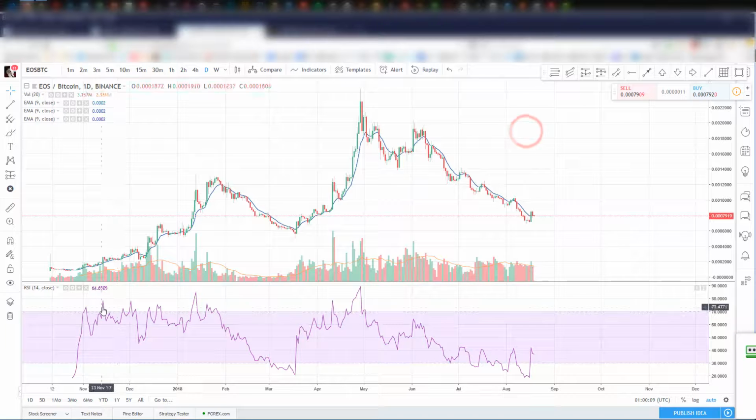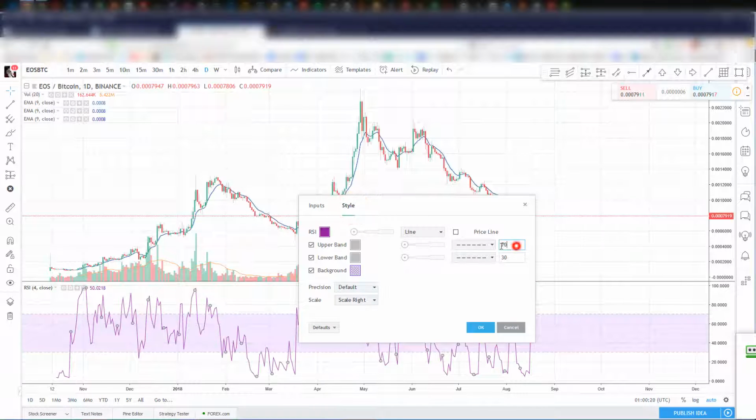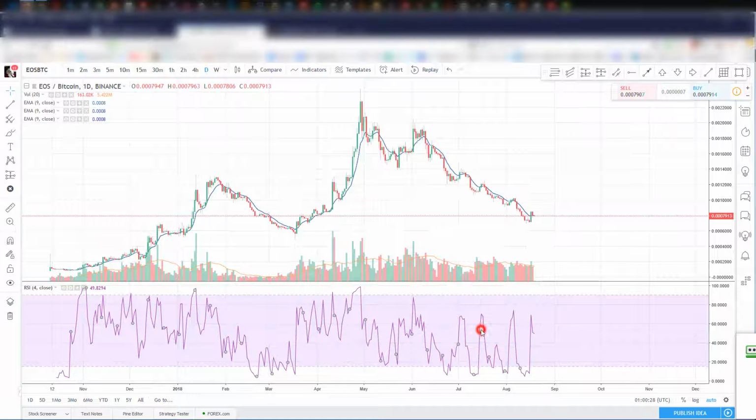Now I'm going to change the RSI here, and we're going to update the time frame. We're going to change this to 4. I don't know why people keep it at 14. You really should figure out what works best for you. We're going to change this to 90, and then we're going to change this to 15. All right, maybe 10. Now we'll keep it at 15. So we changed the RSI.